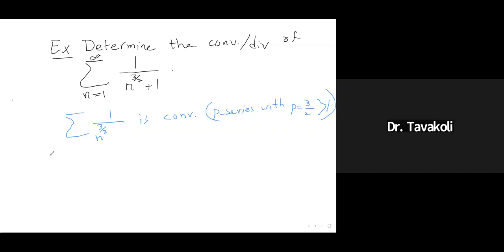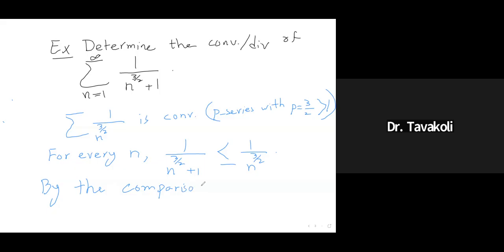And term by term, for every n, 1 over n to the power of 3 halves plus 1 is less than or equal to 1 over n to the power of 3 halves. Therefore, by the comparison test, sigma of 1 over n to the power of 3 halves plus 1 is convergent too.